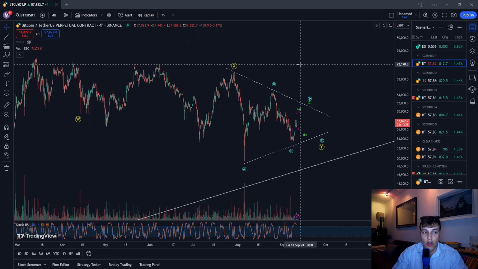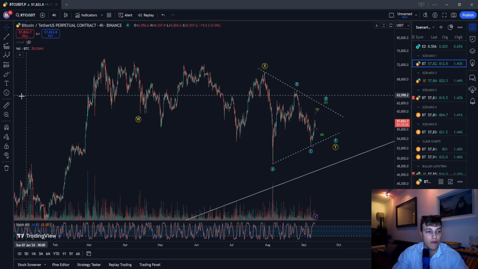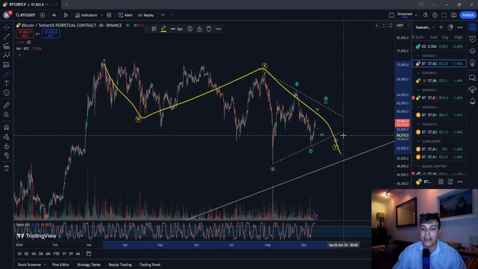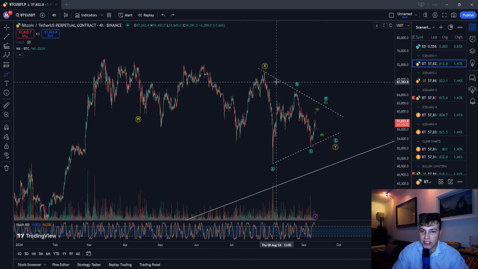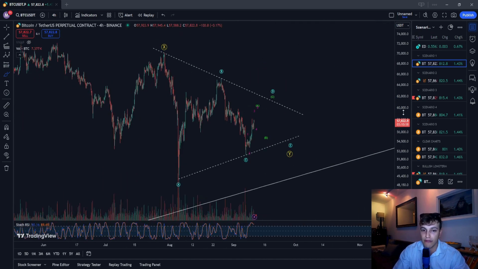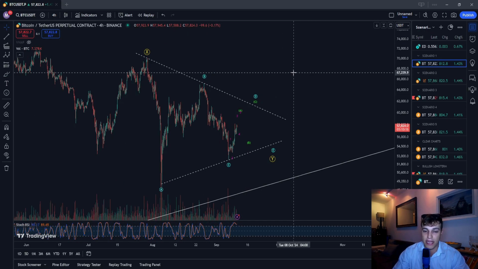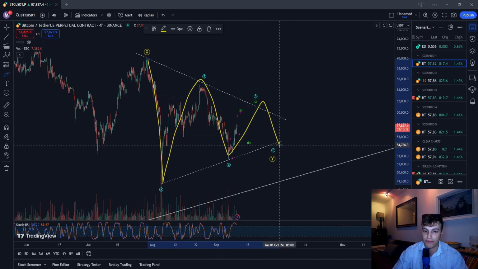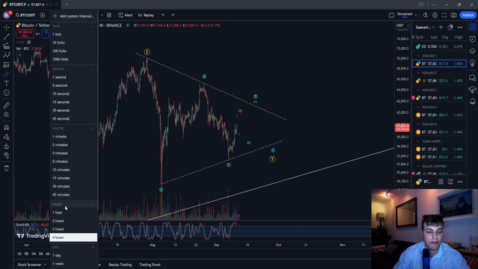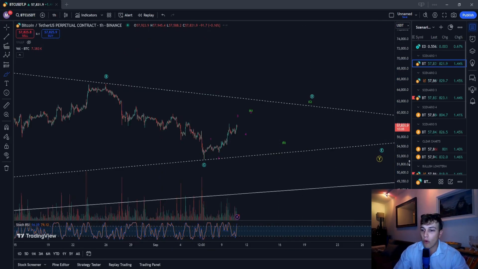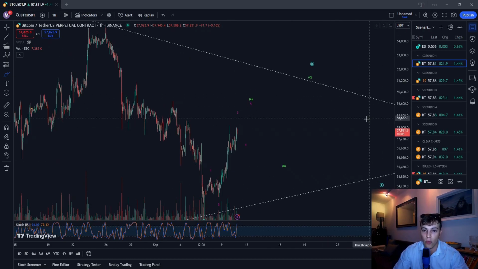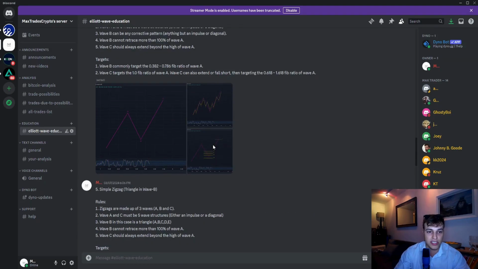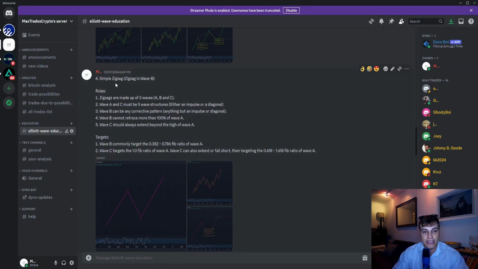So starting on the main scenario, on the 4-hourly time frame, we still have a WXY that is unfinished. Inside this WXY, in the Y wave, we have this as our main scenario, a triangle in the Y wave. Now, if we go to the hourly time frame, we are at the moment looking for a simple zigzag in wave D.